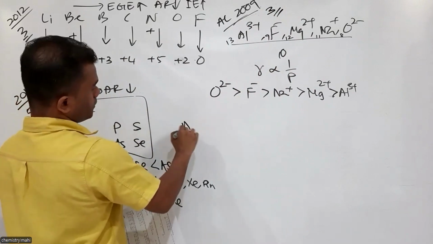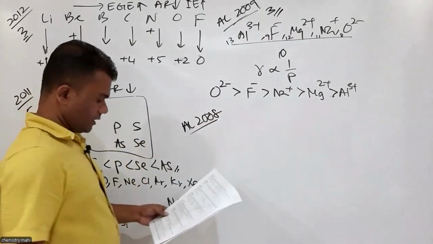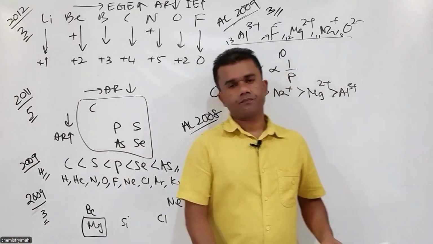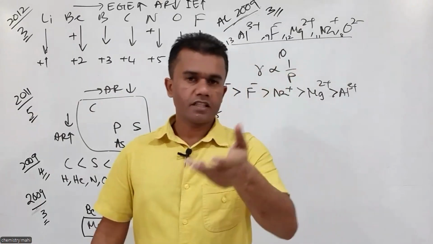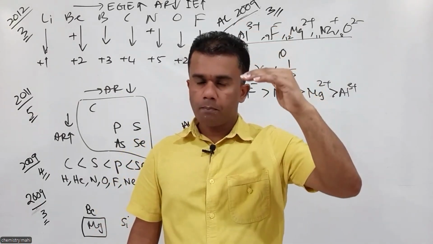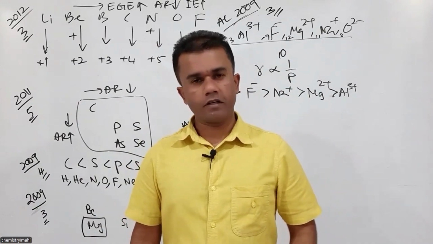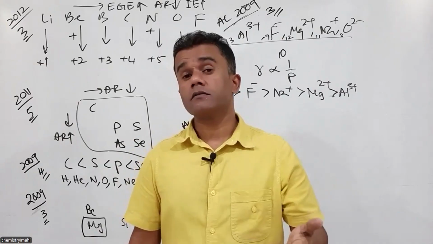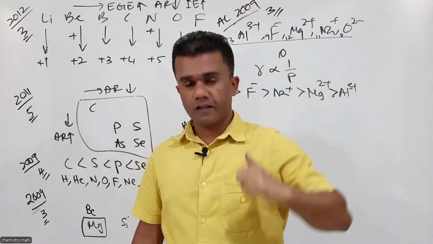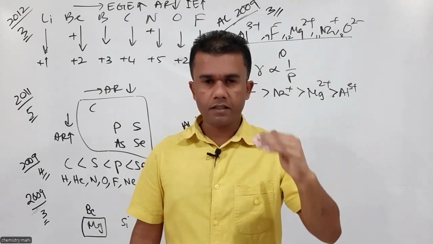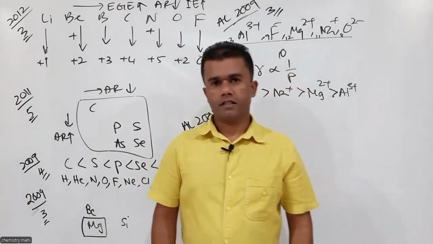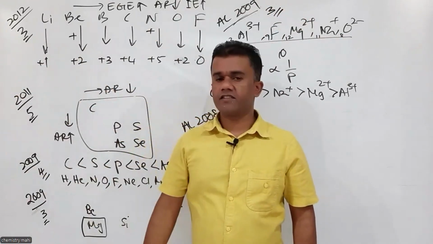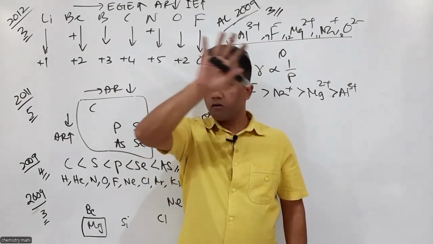Now we have 2008. Again, there are several questions. Which period in the periodic table contains the highest number of non-metallic elements? You have to think about it. Down the group, metallic nature increases. So where you find non-metals, definitely it should be the top one. Top one means first period. First period has only 2 elements, hydrogen, helium. Both are non-metal, but only 2 elements.